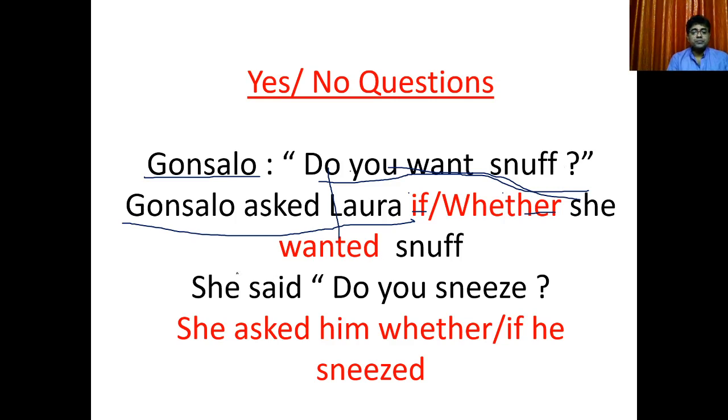Let's take one more example. She said, "Do you sneeze?" Again, a yes or no type of question. Inverted commas are there. What happens now? She asked. Remember, though it is "said" here, we use the reporting verb "asked" because it is a question. She asked him, as you know very well from the lesson it was "him." Then, since it's a yes or no question, we use "whether" or "if," any one. He sneezed, past tense is used: whether he sneezed. More examples we will deal with.